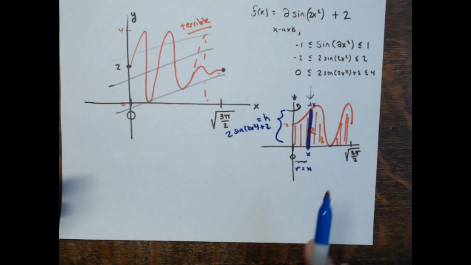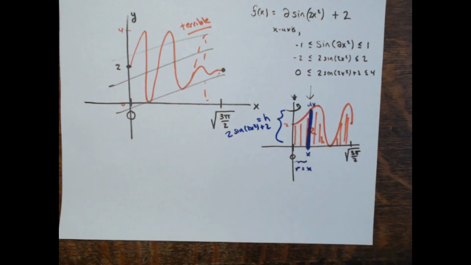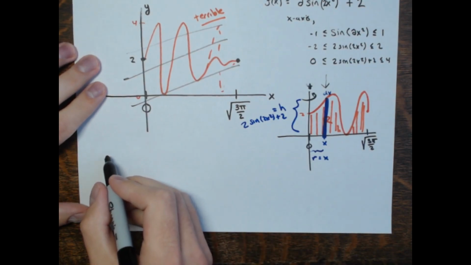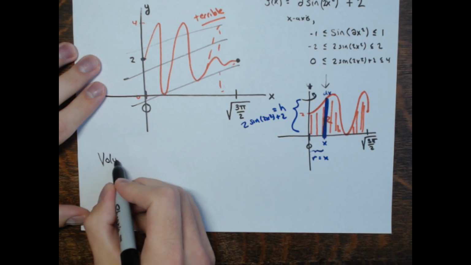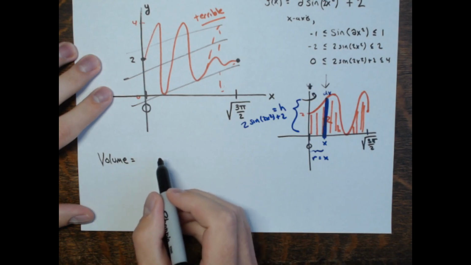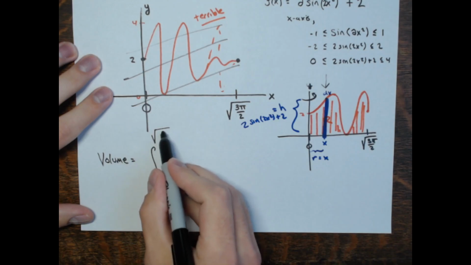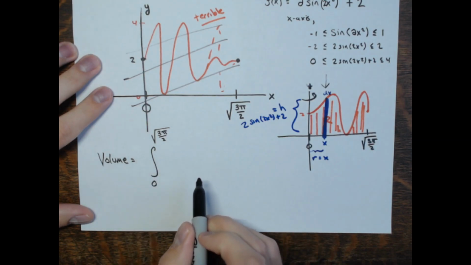And now I can find the volume of this one little shell, and then we're going to integrate. We're going to do this for every x value from 0 to the square root of 3 pi over 2, and then find the total volume of the shape created. So the volume of the shape created is the integral from 0 to the square root of 3 pi over 2, and then we're adding up all these shell volumes.